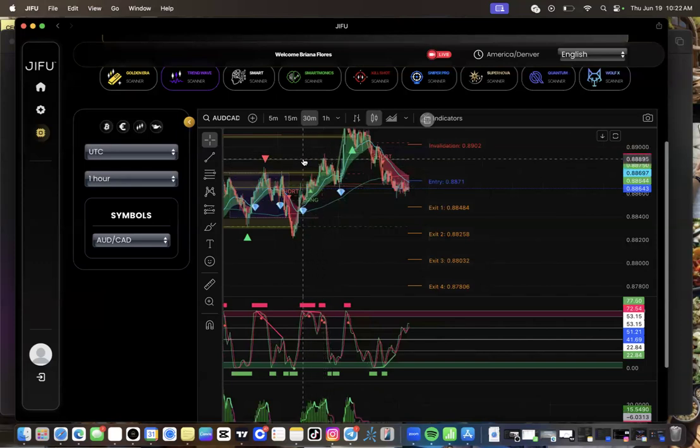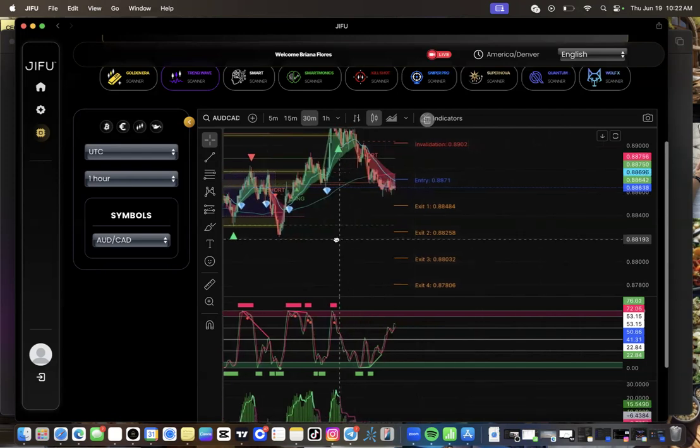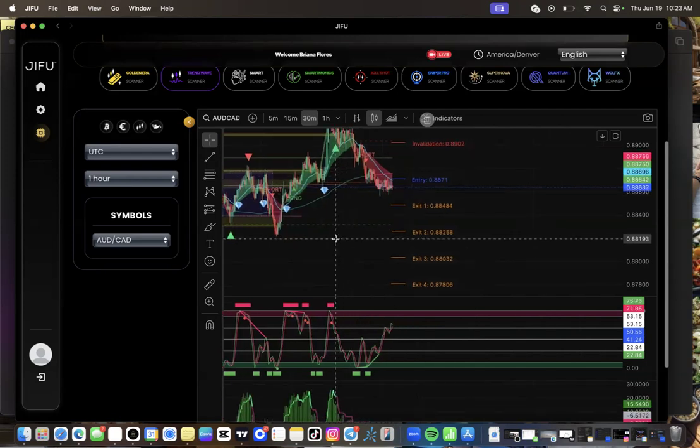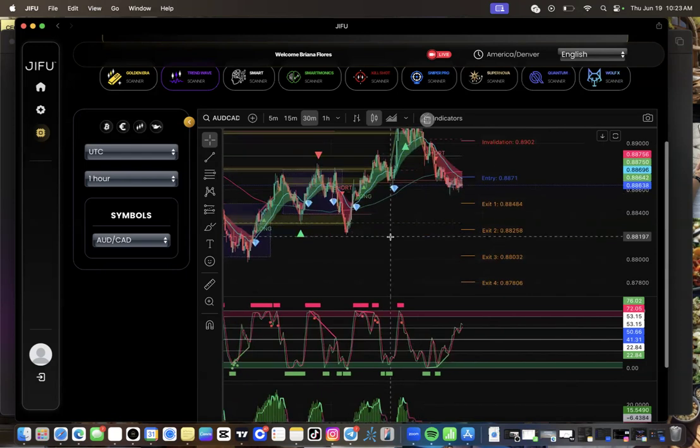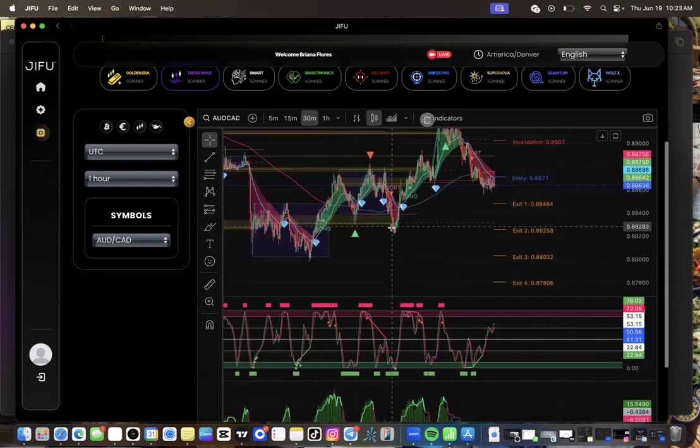We have the resistance being broken right here. So boom, right here being broken, retested. So we do have multiple indications that it is a good time to go in for a sell. But like I said, most likely it's gonna go up a little bit before that. Yes, I would go for TP2 here. Yeah, so about right here.